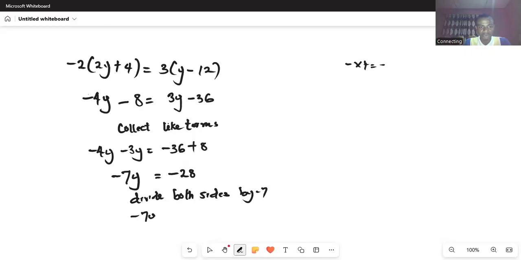So -7y divided by -7 equal to -28 divided by -7. -7 would divide this. Minus would cancel minus. So y will be 28 divided by 7. That is 4. So this is how we solve this type of question.